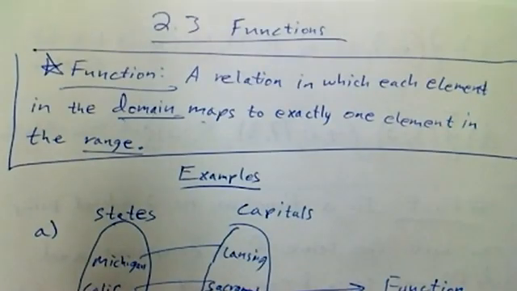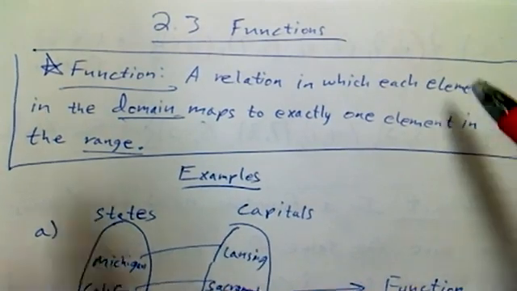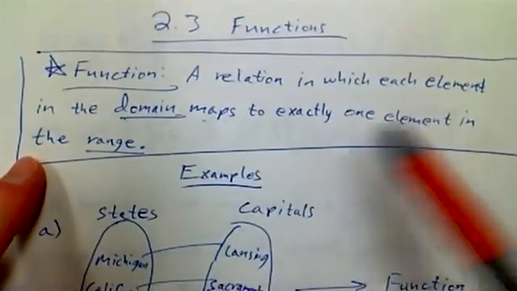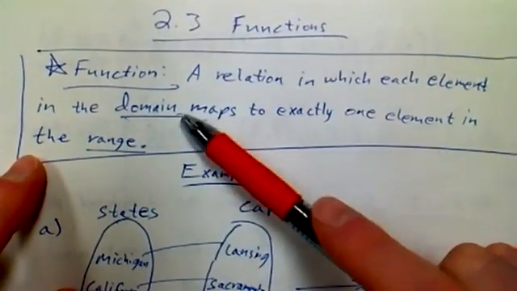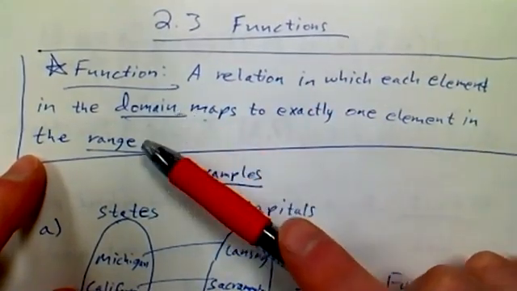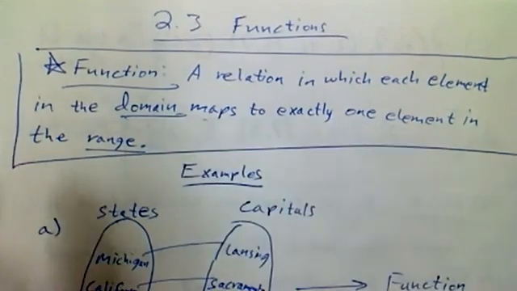Guys, so this is 2.3 functions. So in this section, we're going to talk about functions in general. Okay, so a function is a relation in which each element in the domain maps to exactly one element in the range. Usually the domain is our x, and usually our range is our y.